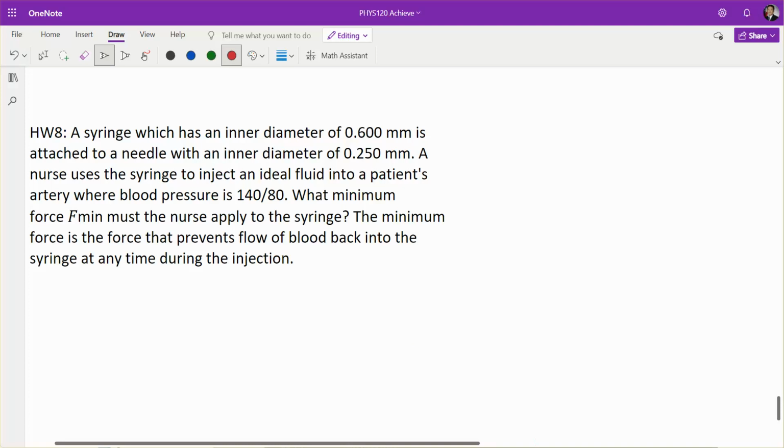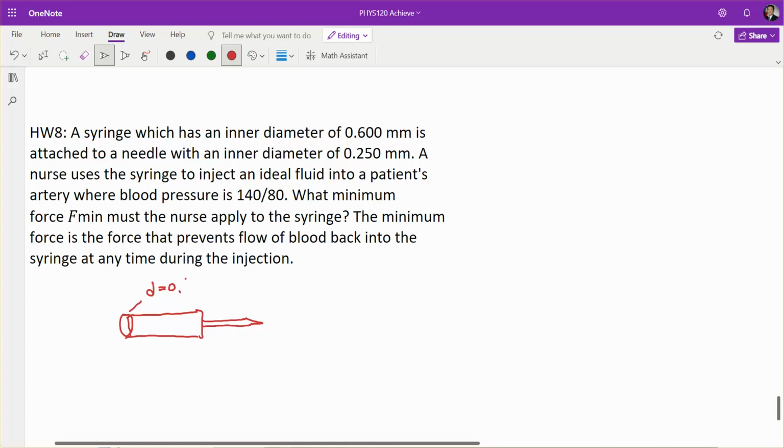The last problem I wanted to take a look at is the syringe problem, and let me just draw a picture, and then you think about what you have to do. So you have a syringe. And there's an inner diameter. The inner diameter is this one here.